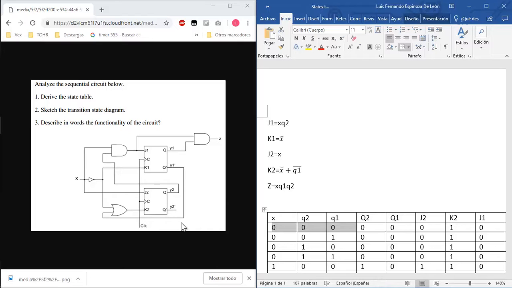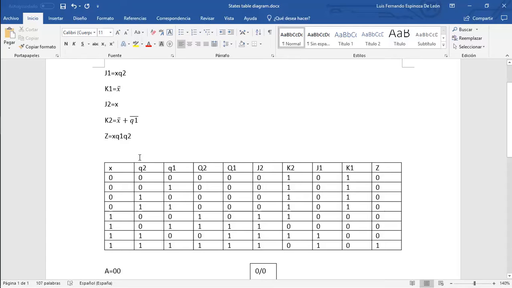And we can see that our zeta is equal to our Q1 and another AND of our X and our Q2. So those are our equations. So on the basis of that, we have made our state table.